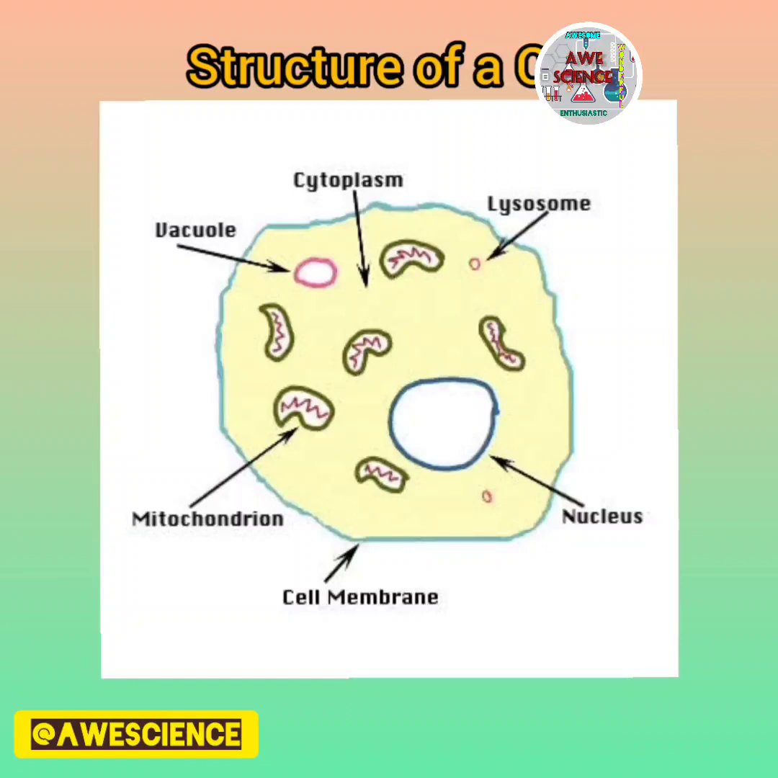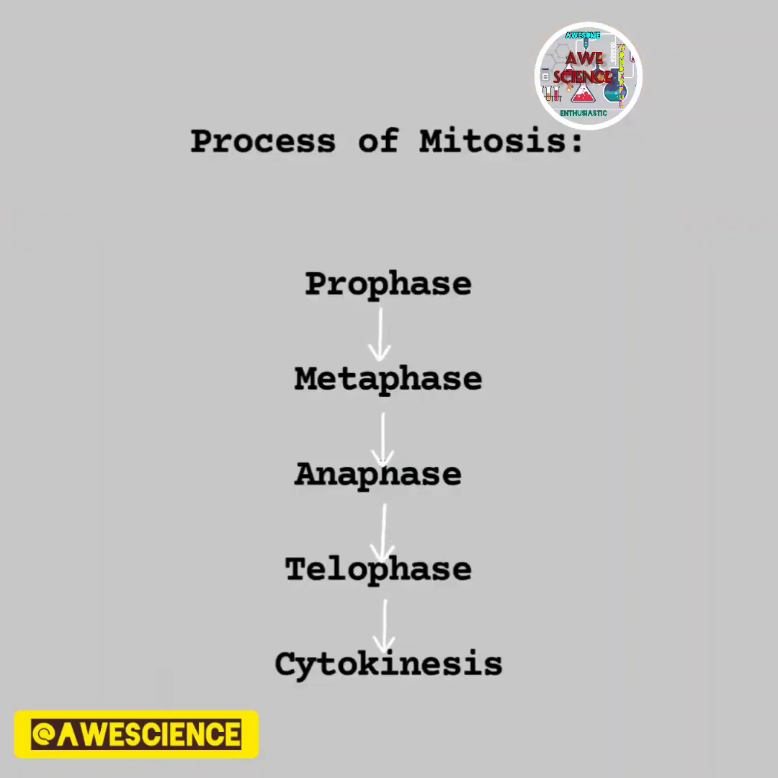Here I have an image of a cell just to show you the different components which are present in a cell. The process of mitosis which we are going to study today has 5 main stages, and they are prophase, metaphase, anaphase, telophase and cytokinesis.